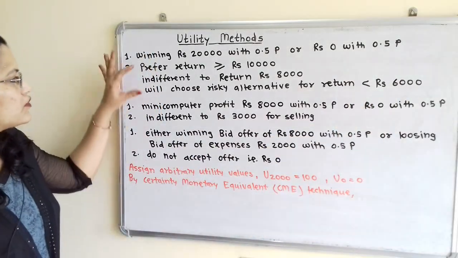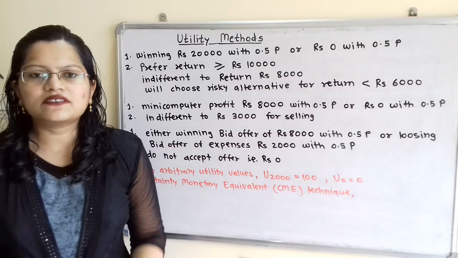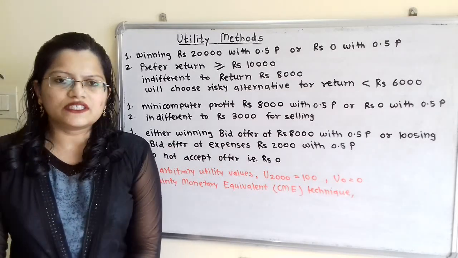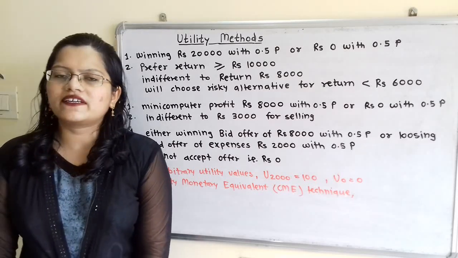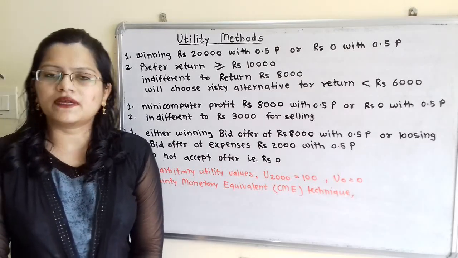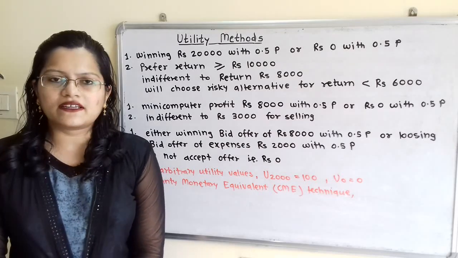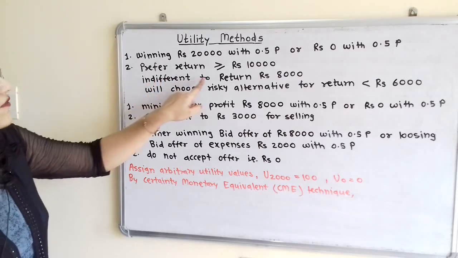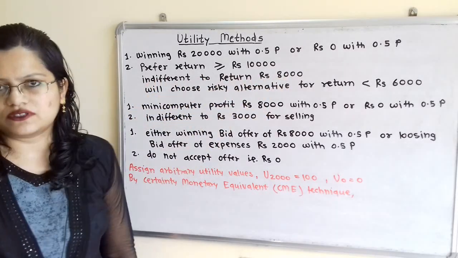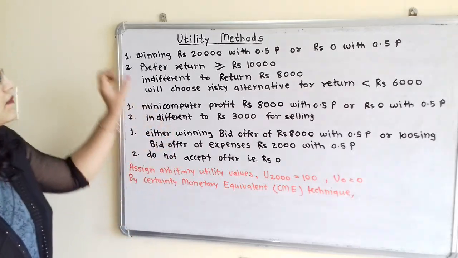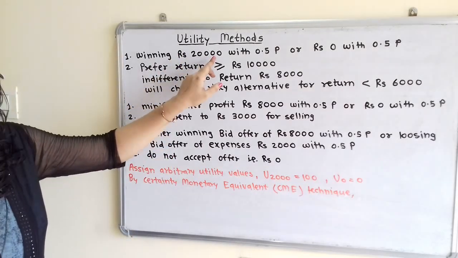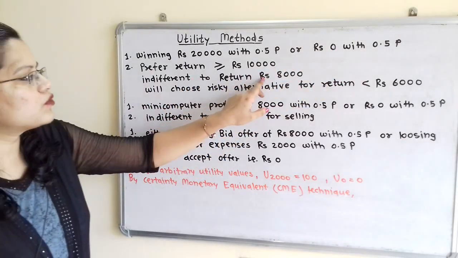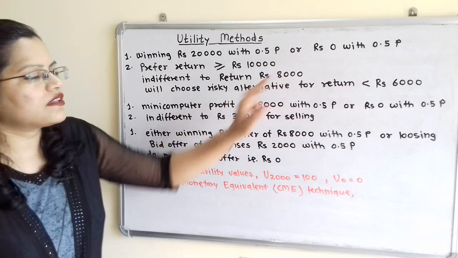Now if we observe these three preferences, we have to choose one for the calculation. In this case, we will use the certainty monetary equivalent technique, that is the CME technique. For this CME technique, we will use the second preference, that is he is indifferent to a return of rupees 8,000. Now there are three outcomes. The first one is rupees 20,000, which is the maximum, rupees 0 which is the minimum, and he is indifferent to rupees 8,000. So this is the third outcome.